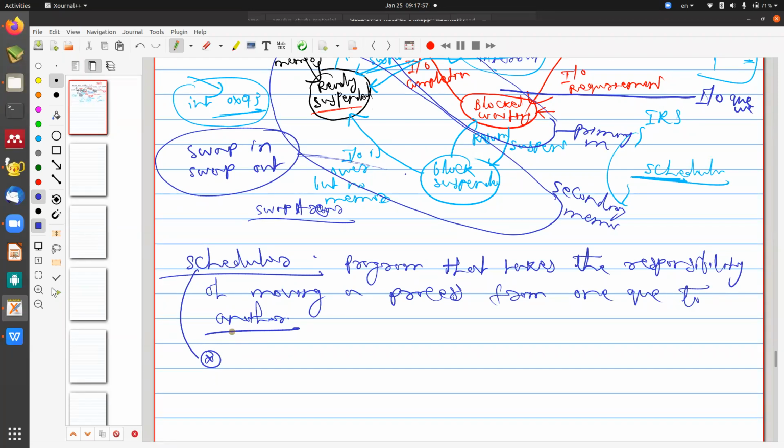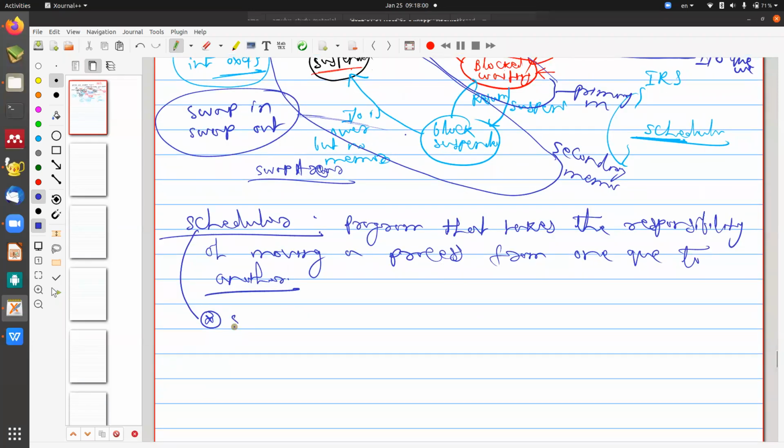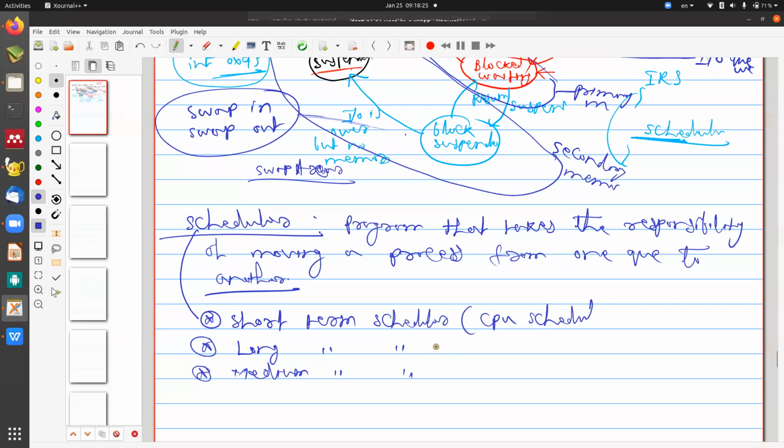So what are the different kinds of schedulers? Basically there are three kinds. One is called the short-term scheduler, one is called the long-term scheduler, and another one is called the medium-term scheduler. This short-term scheduler is basically called the CPU scheduler, and this long-term scheduler is called the job scheduler. And this medium-term scheduler will help in making a swap out and swap in.